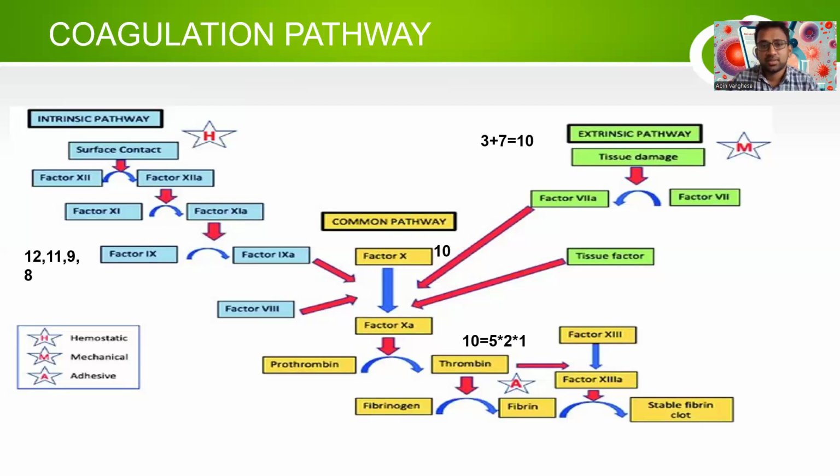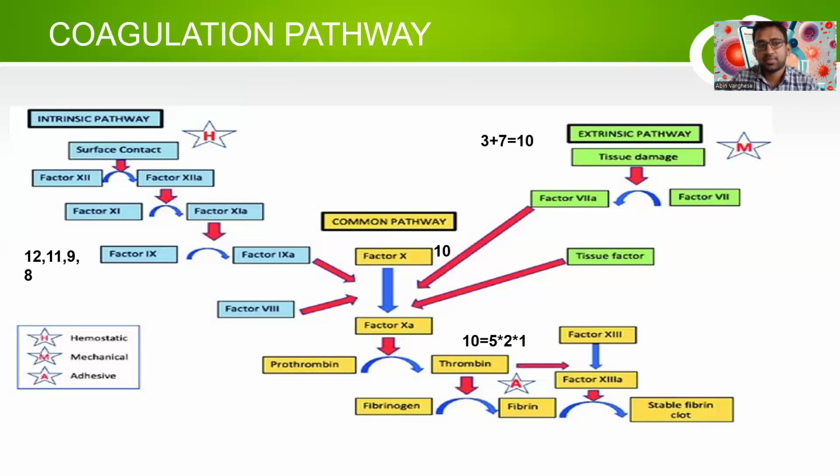So how to remember this pathway? It's very easy: extrinsic pathway, intrinsic pathway, and common pathway. The common pathway starts from factor 10, so 10 is our keyword. In the extrinsic pathway, you have factor 7 and factor 3, which is the tissue factor. So 3 plus 7 is 10.